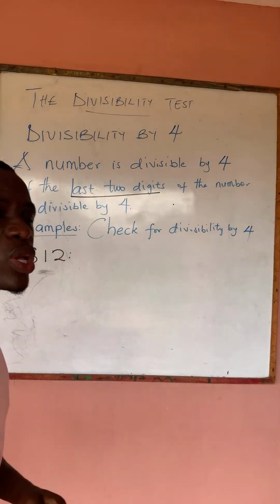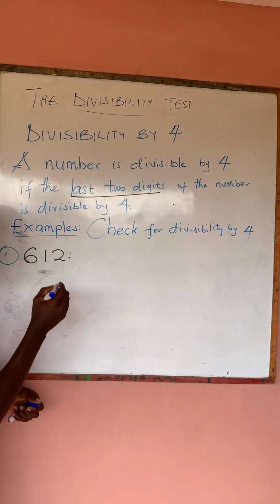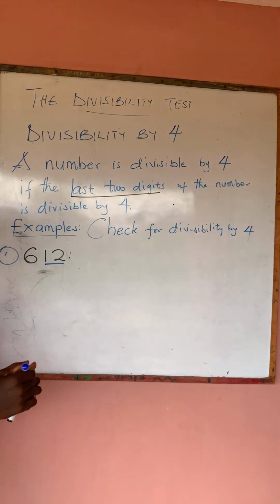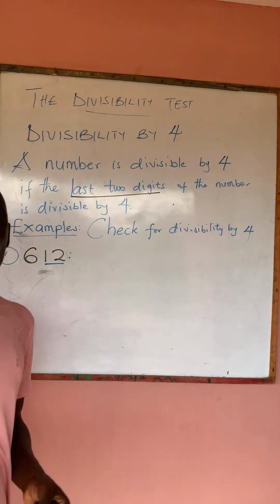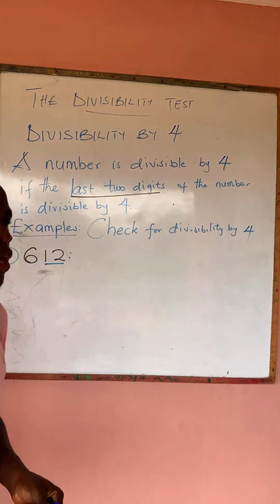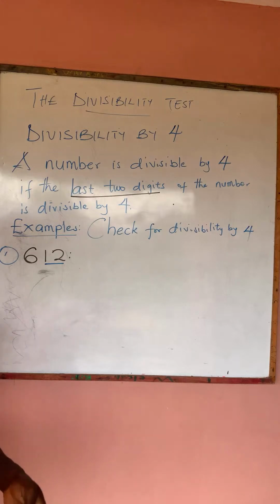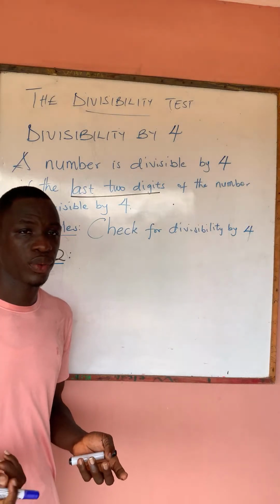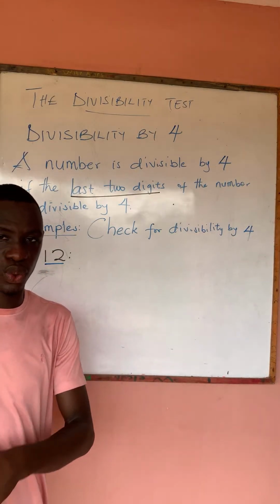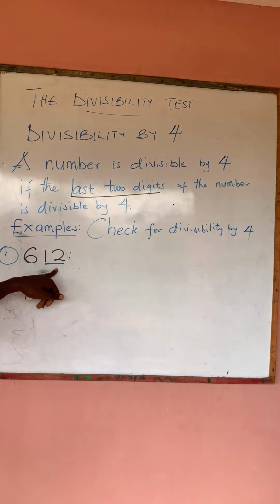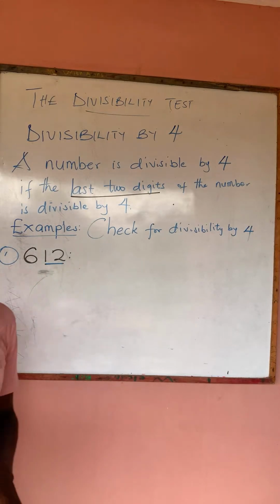612. So which number is formed by the last 2 digits? The number formed by the last 2 digits here is 12. Is 12 divisible by 4, or is 12 a multiple of 4? If 12 is a multiple of 4, then the number 612 is divisible by 4. We know that 4 can divide 12 3 times, because 3 times 4 is equal to 12. So since 12 is divisible by 4, then 612 is divisible by 4.